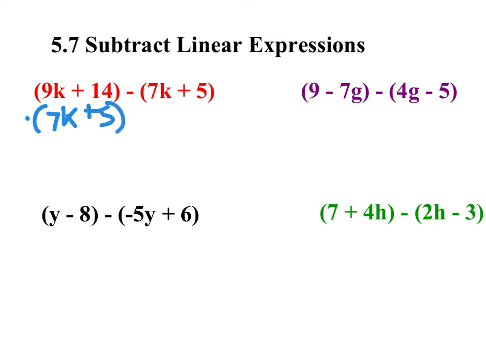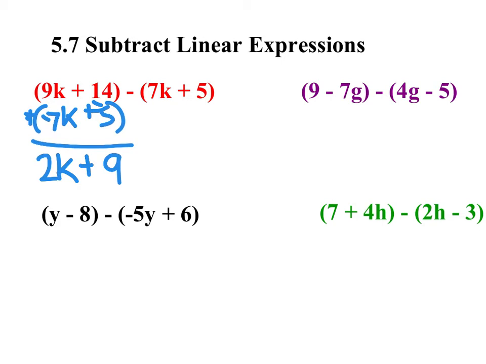And I'm going to do leave change opposite, which makes that an addition problem, but it changes everything to its opposite. Okay, so 14 plus negative 5 then, different signs, subtract. Put the plus back in there. 9k and negative 7k, they fight, and I have 2k's. The answer is 2k plus 9.